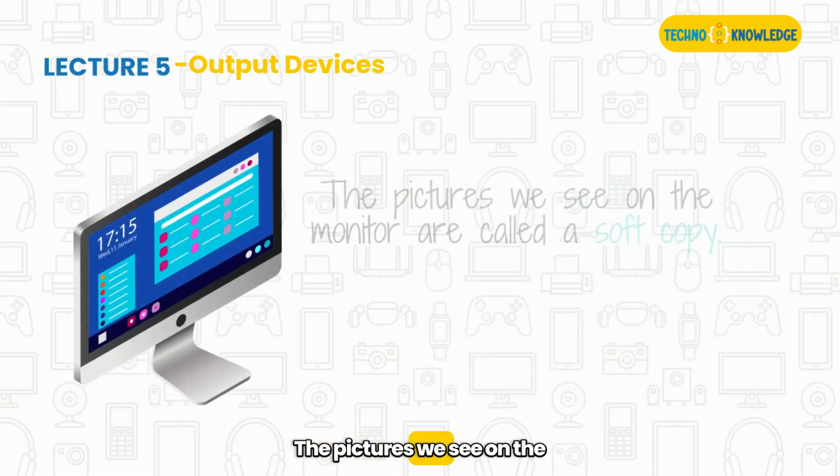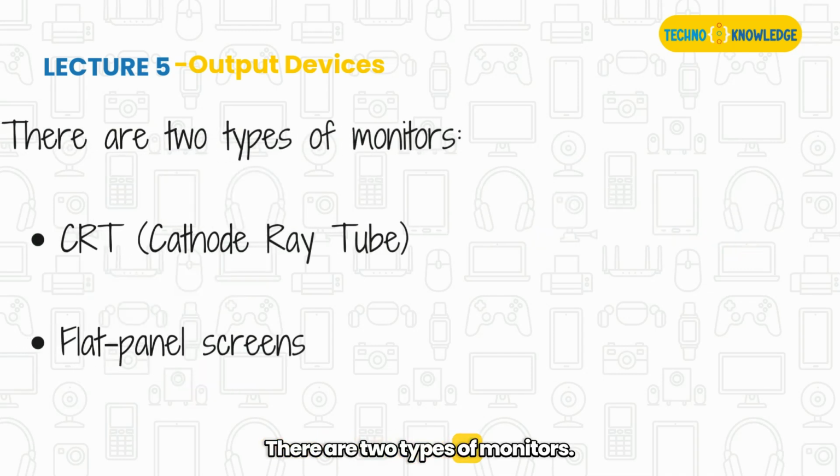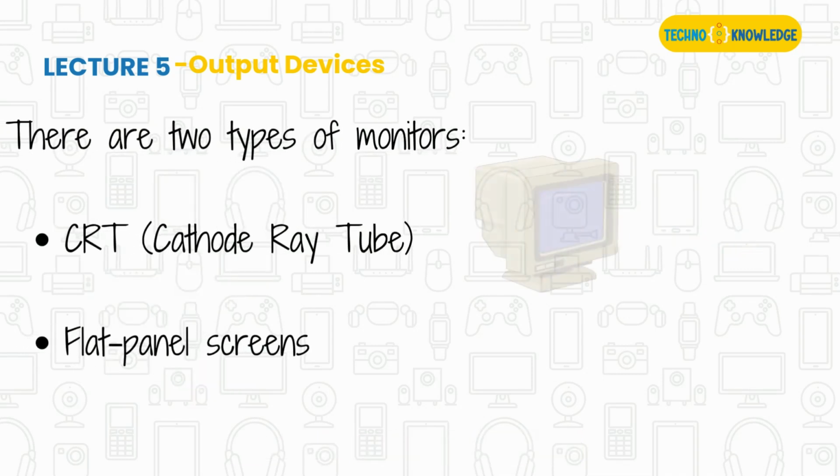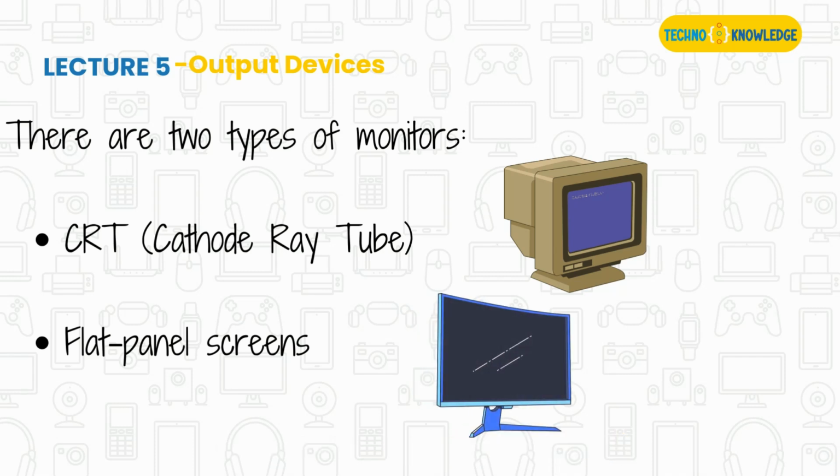The pictures we see on the monitor are called a soft copy. There are two types of monitors: CRT, cathode ray tube, and flat panel screens.